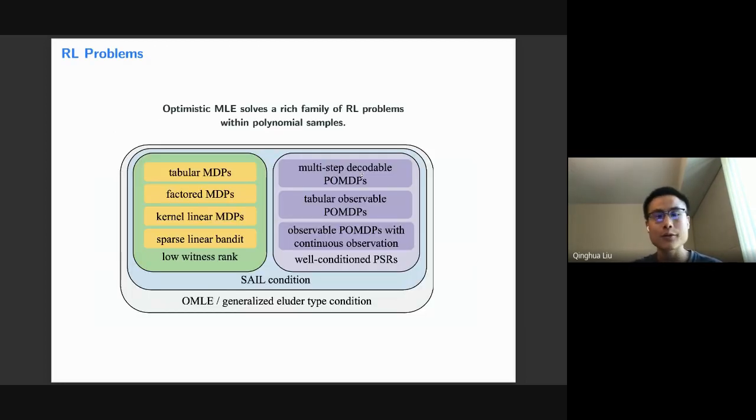Okay, now we have an algorithm. We want to see what kind of problems we can solve by using this algorithm. And in our work, we prove that we can use optimistic MLE to solve a rich family of problems within polynomial samples. Such problems include fully observable problems like tabular MDP, factored MDP, kernel linear MDP, sparse linear bandits, and all other problems of low witness rank. And we can also use it to solve problems with partial observability, like observable POMDPs, decodable POMDPs, and well-conditioned PSRs, etc. And now let's start with POMDP.